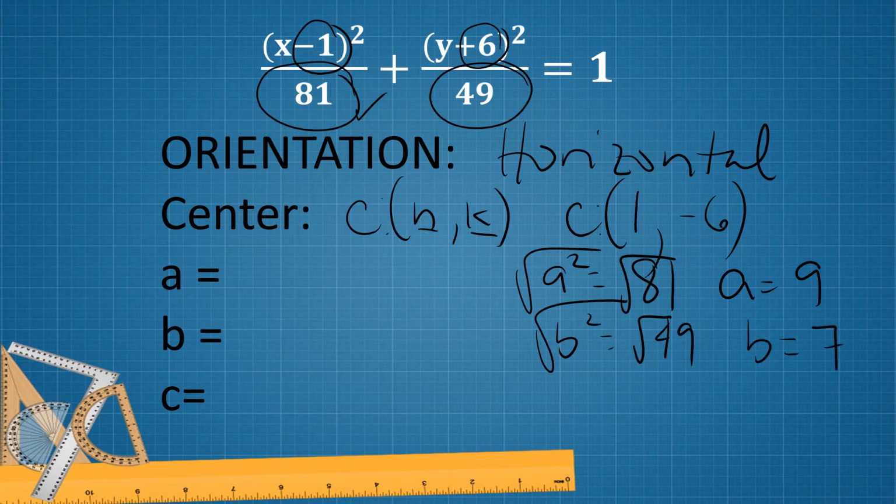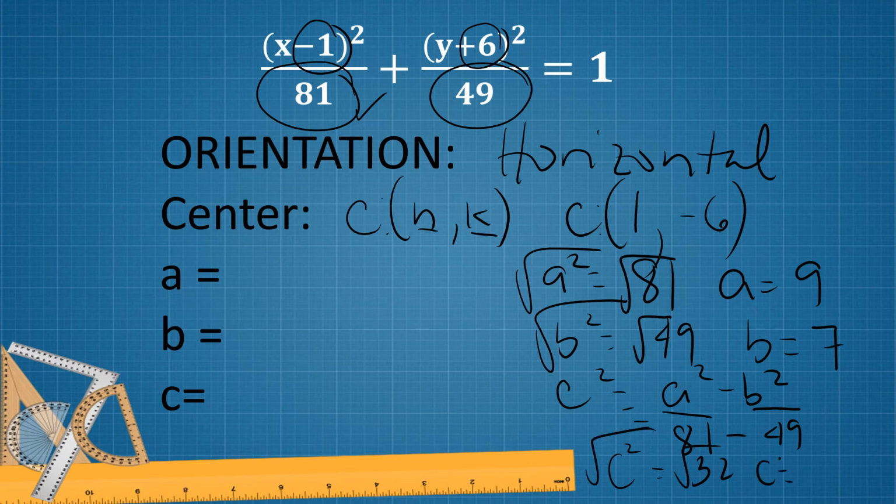Now, to find the value of c squared, we have c squared equals a squared minus b squared. Using substitution property, instead of writing a squared, we're going to write 81, minus, instead of writing b squared, we're going to write 49. So we need to get the difference between 81 and 49, and the answer is 32. So we have c squared equals 32. Now, taking the square root of both sides, we have c is equal to what? So we have c is equal to 4 square root of 2.